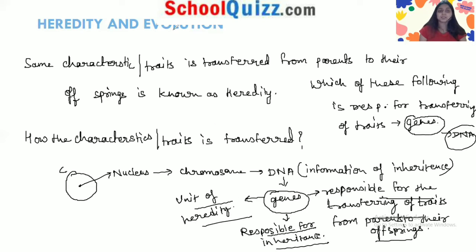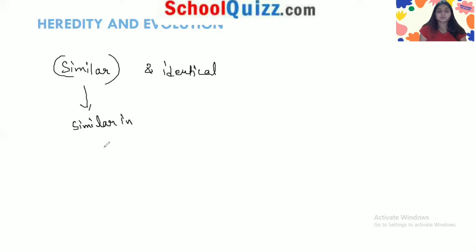Okay, there are two terms, let's discuss this. There are two terms, similar and identical. Okay, in our previous class in chapter 8 we have discussed these terms. So what is the similar term? Similar in biology means similar in the structure, or you can say the body designs.